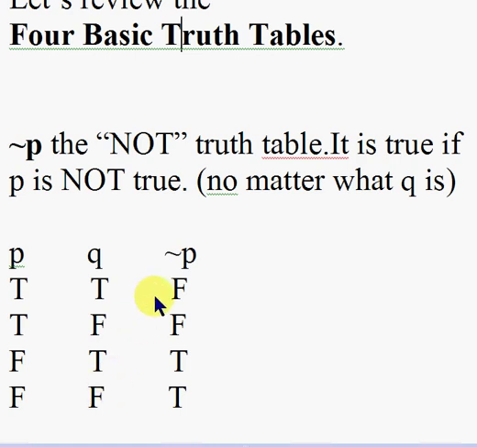Note that to figure out not P, we're only going to look at the P column. We're going to ignore the Q column altogether. So if P is true, then not P is the other one, false. If P is false, then not P is true.